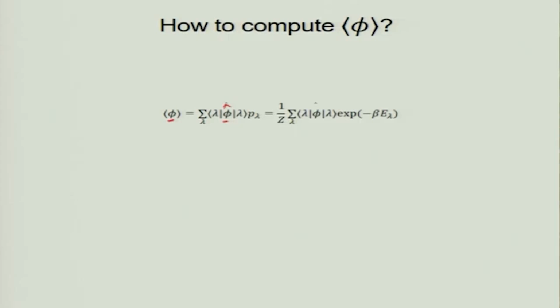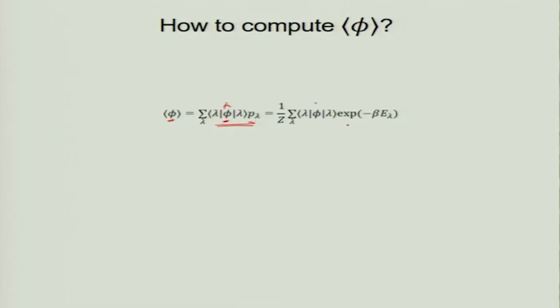We have the probability P lambda. Phi is an operator; spin will be an operator in general. So, we write it in terms of the operator, and this is how we write the expectation value of phi. But this will also go into quantum statistical mechanics.